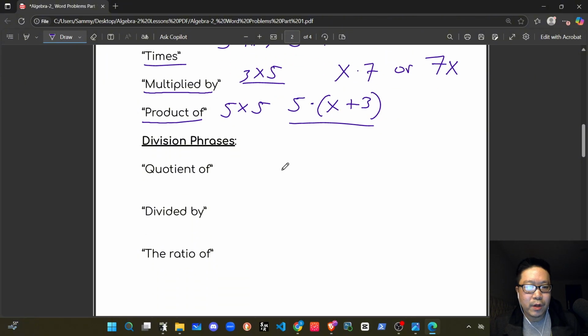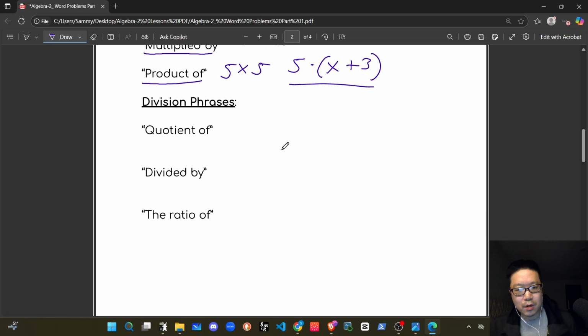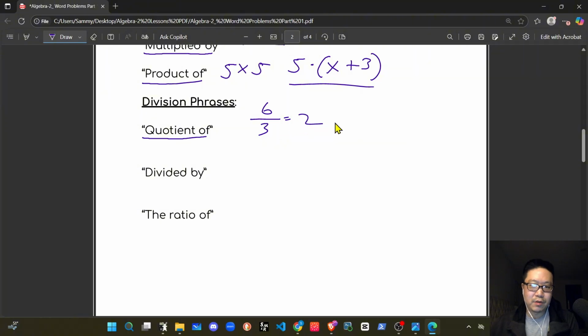And the next thing you need to know is the division phrases. So if you hear or read the quotient, you know you're dealing with division. So if I said the quotient of 6 and 3, that would be 6 over 3, which is 2, okay? Another phrase you might hear is divided by, and that's pretty self-evident, okay? So 6 divided by 3 would be written as 6 over 3.